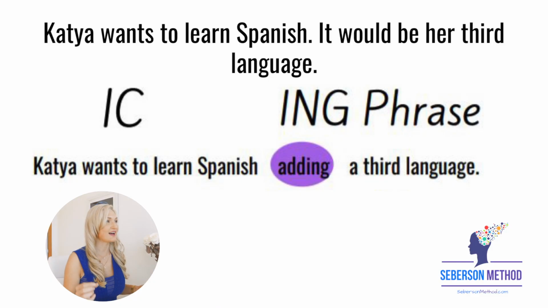The second by popularity is when you take the second independent clause and you turn it into a gerund phrase, or as you may know them, participle phrase. So here's how it works. Katya wants to learn Spanish, adding a third language. Instead of saying it would be her third language, we are just grouping this together and saying adding a third language. The comma here is optional. You can either add a comma or not add a comma.